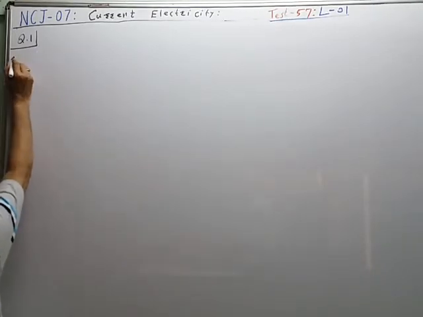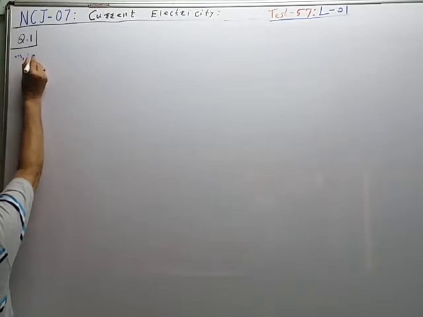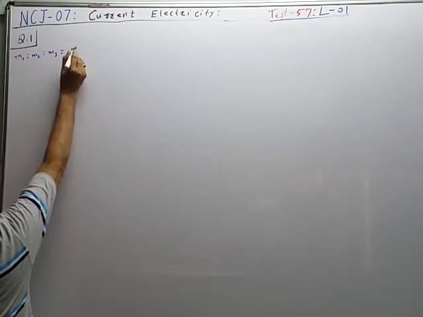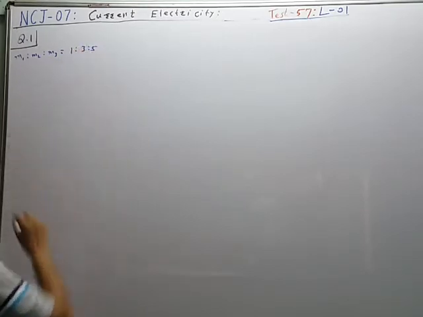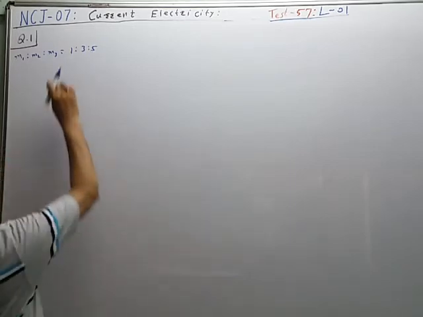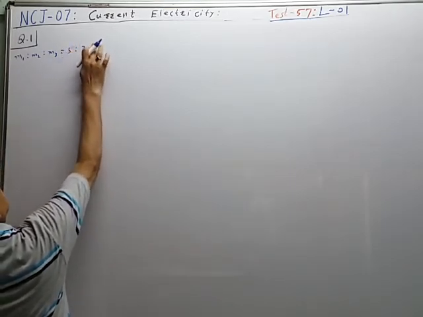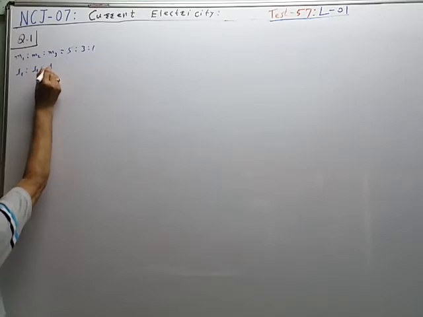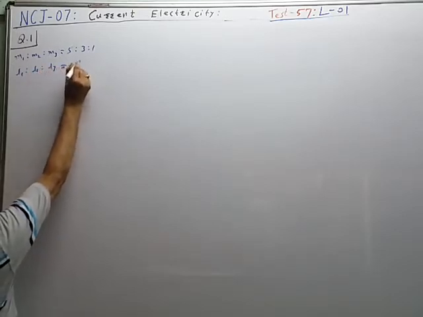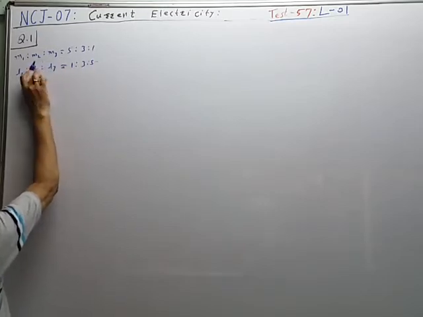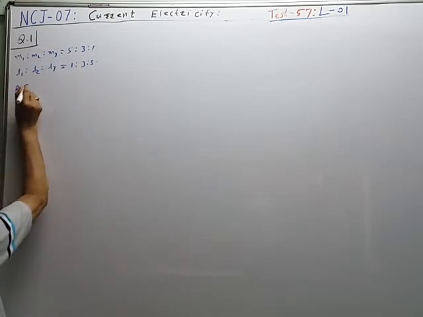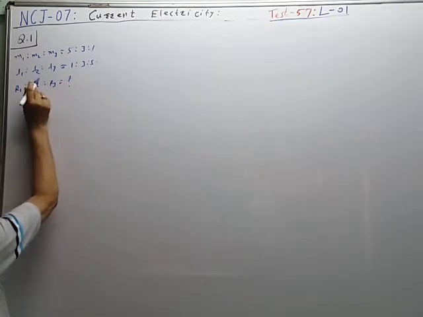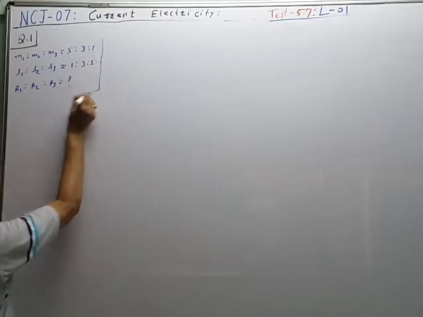So given quantities are like this: m1 : m2 : m3 is equal to 5 : 3 : 1, and the ratio of L1 : L2 : L3 is equal to 1 : 3 : 5, and we have to find the ratio of resistances R1 : R2 : R3 is equal to question mark. This is our problem.